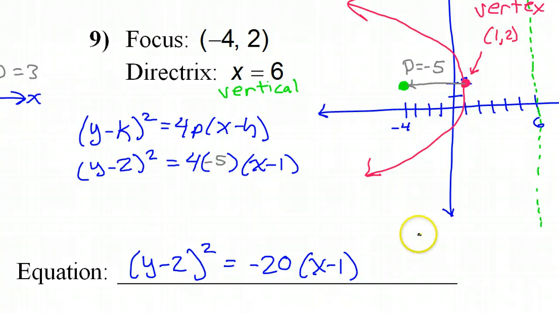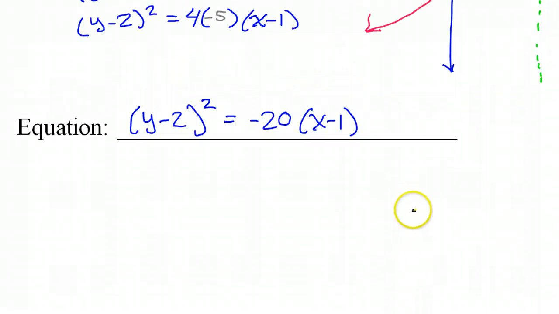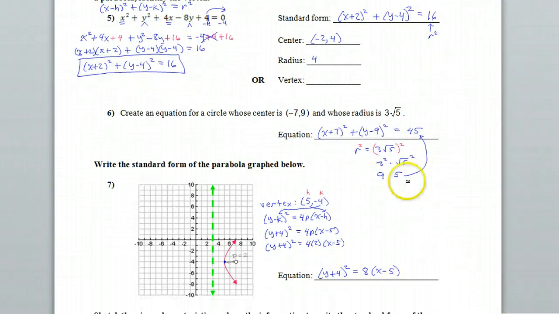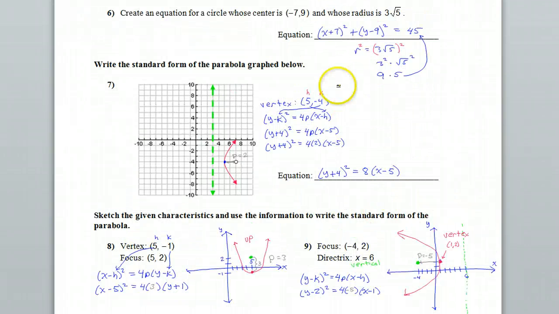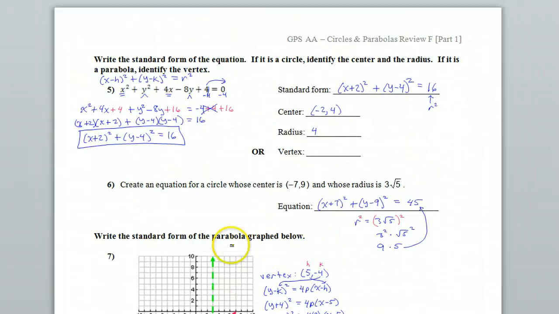Where is number 10? Is there a number 10? Okay, I guess that is it for this lesson.